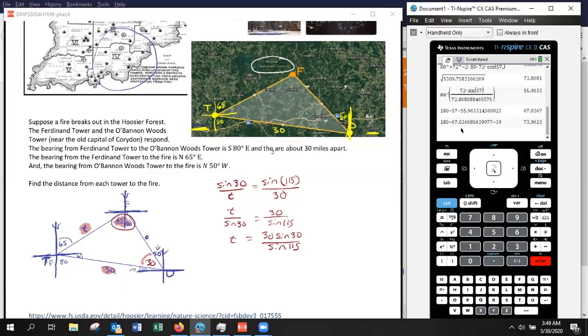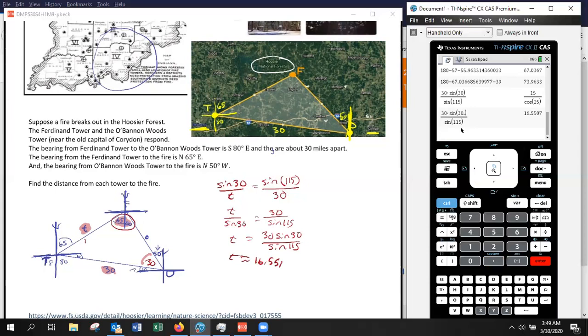Let's throw that in the calculator. So 30 sine of 30. That's a little confusing, but that's okay. We know that that first 30 is a distance, that second 30 is an angle, over the sine of 115. And once again, I need to make sure I put a decimal. And I get that that Ferdinand Tower is about 16.551 miles. So 16.551 miles.